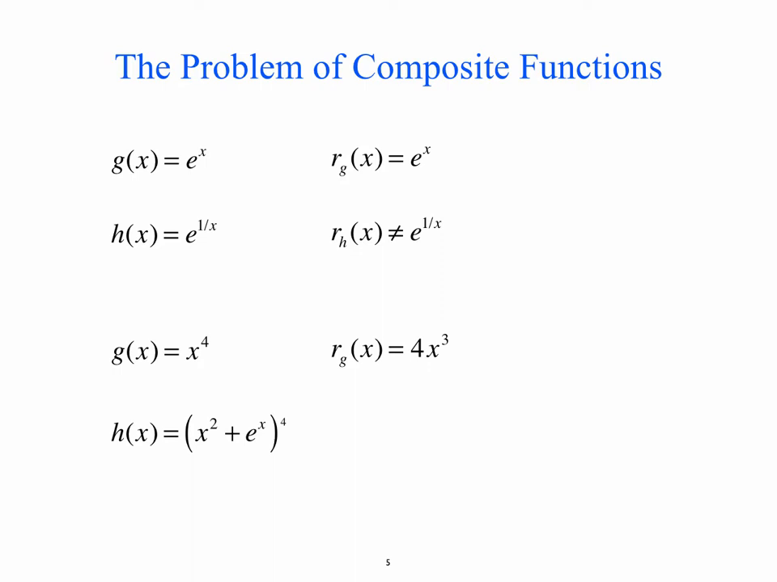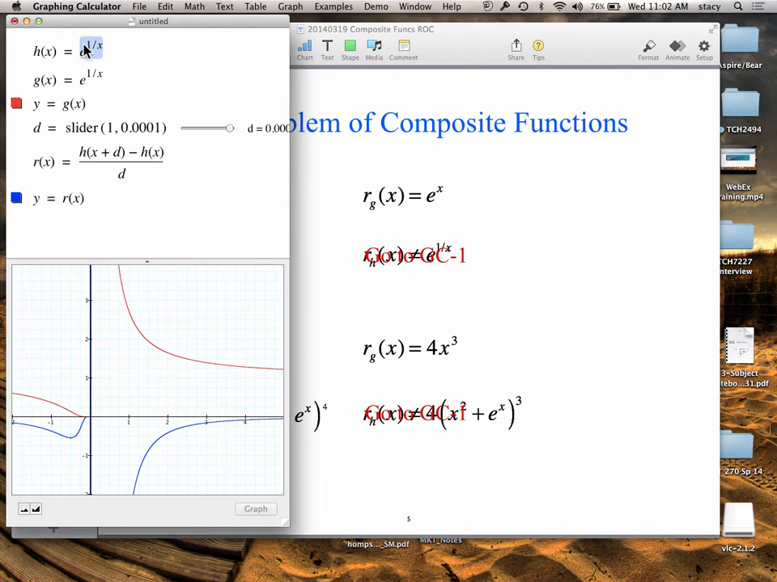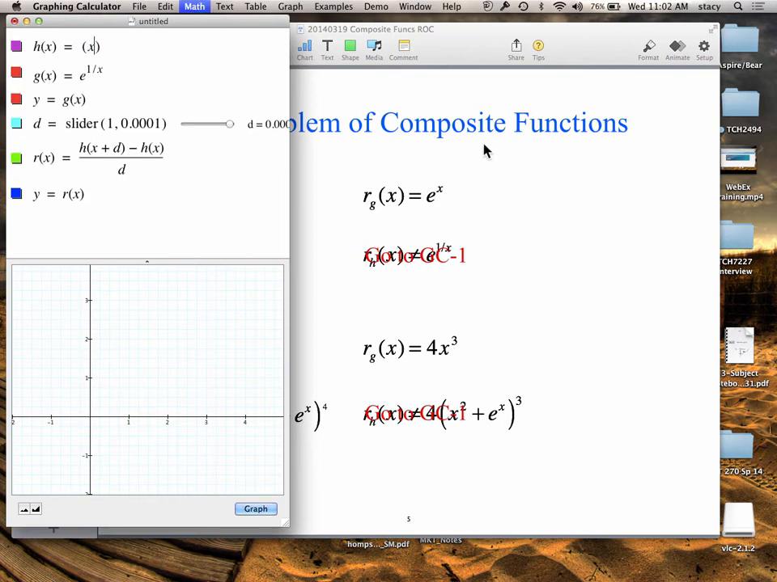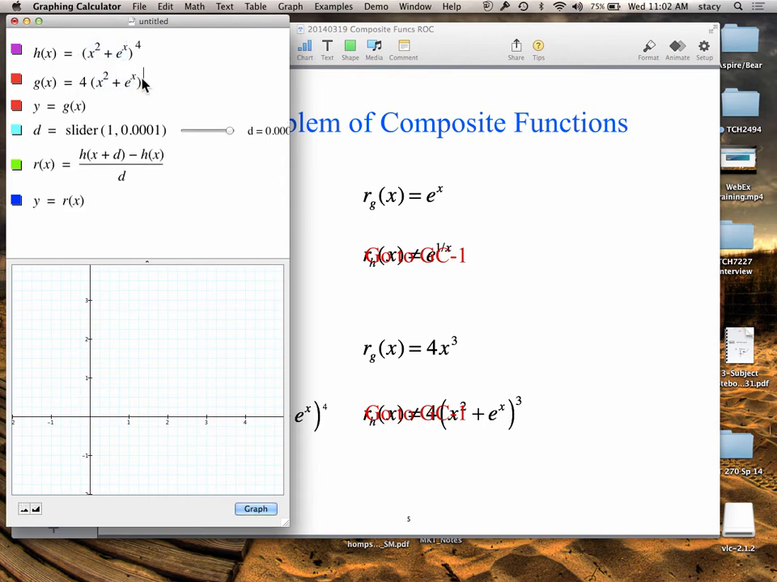So the natural temptation would be to say, this looks like g of x, so maybe I could just pull down the 4 and take down the power and hope that would work. That would be our guess again. Let's try it in graphing calculator. It was x squared plus e to the x, all raised to the 4th. And then our guess would be 4 times this stuff raised to the 3rd.